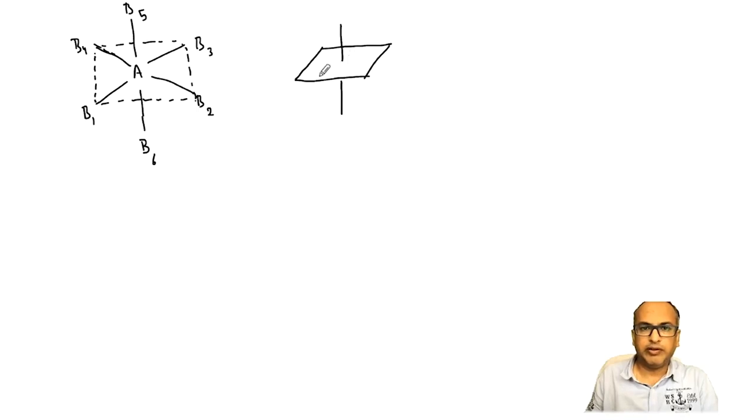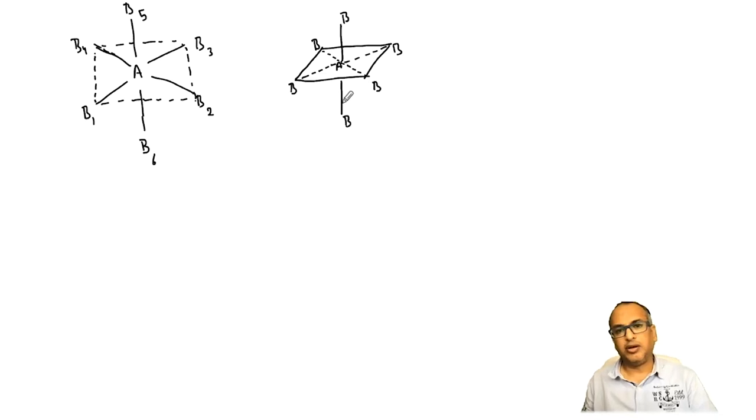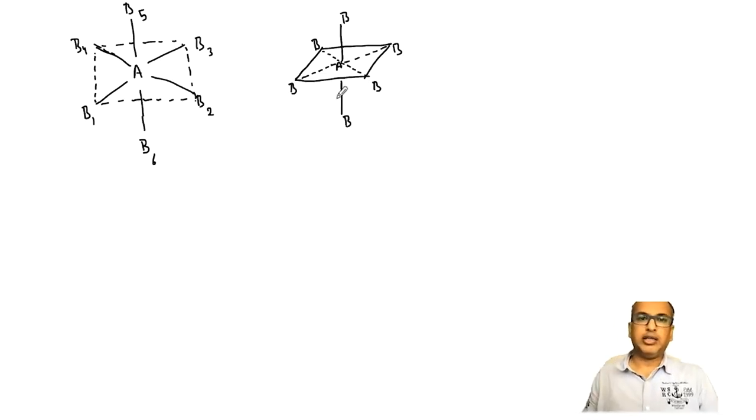Okay, so you have at the center A, and then you have four B atoms. This is another way to draw. So drawing is very, very important because you need to understand the 3D conformation of the molecule. Otherwise, you will not be able to write down the symmetry elements or symmetry operations present in this. So let me also list down.